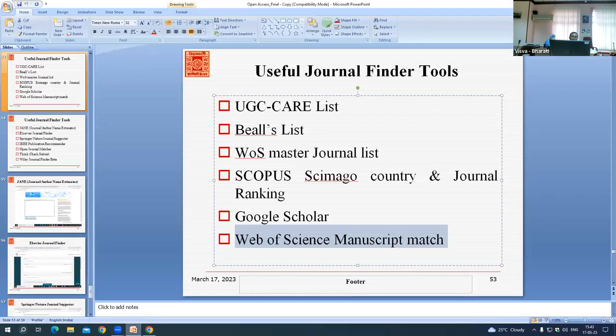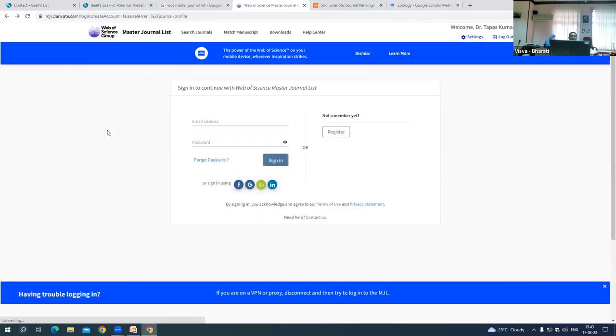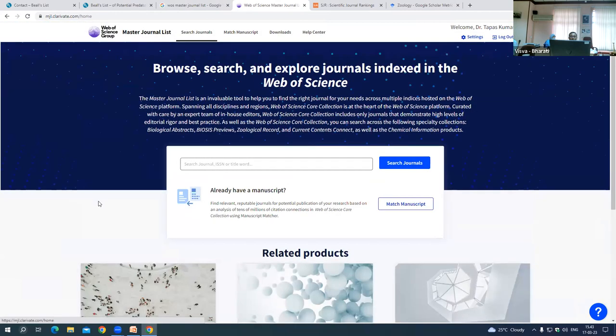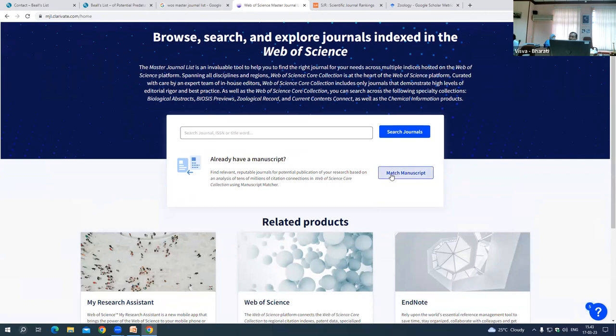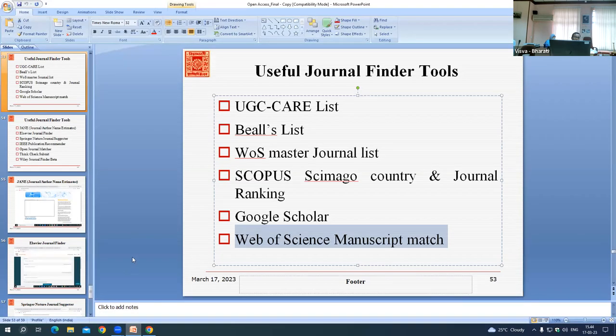So here you see Web of Science manuscript match. You will find the match manuscript option. Put the title and abstract, in two different places. Then we will find the selected journals that are available in the Web of Science database, and they will suggest a list of journals according to a link, which one is the best fit for my manuscript. And from the suggested list, I have to select one for my publication.